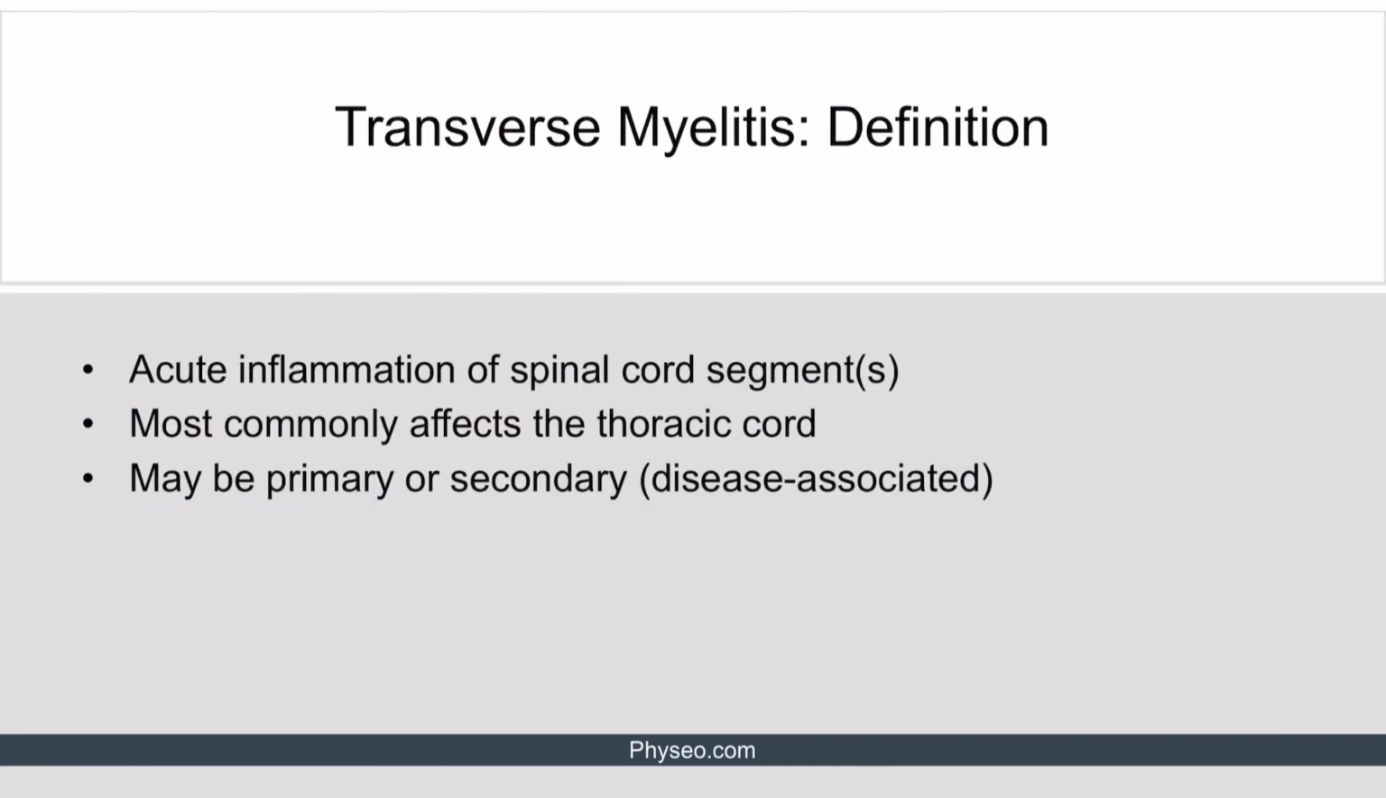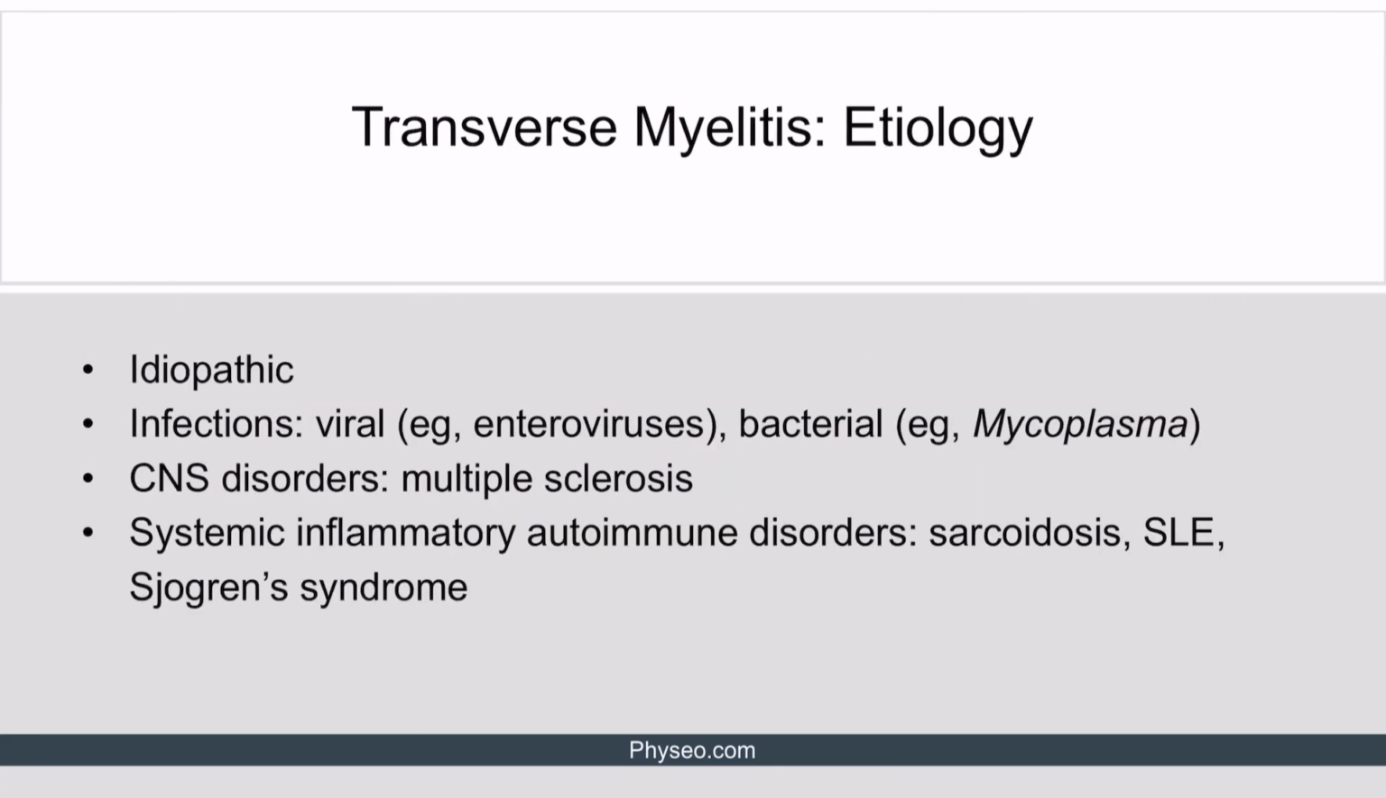Transverse myelitis is defined as acute inflammation of spinal cord segment or segments. It most commonly affects the thoracic cord and may be primary or secondary, aka disease-associated. So transverse myelitis can be primary or idiopathic, which is the most common.